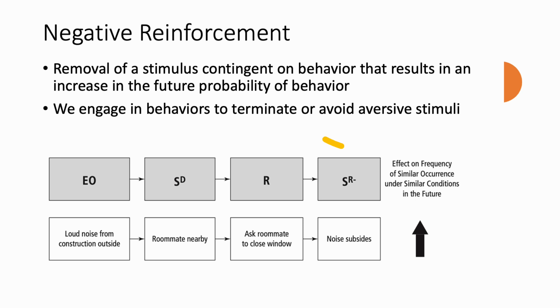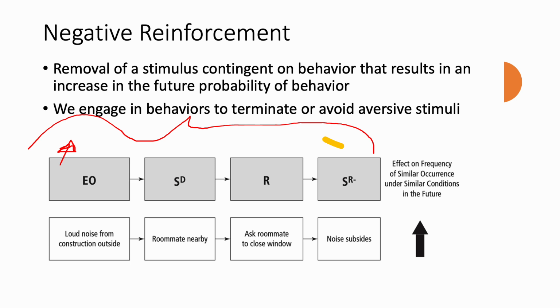Okay, so we're going to have the same 4-term contingency. You're still going to have the EO, right? This is what I mean when I'm talking about the 4-term contingency, this whole thing here. We have the EO, so this is our establishing operation. This is some environmental variable that's going to increase the value of some reinforcer, and we're going to engage in behavior in order to gain access to that reinforcer, okay?